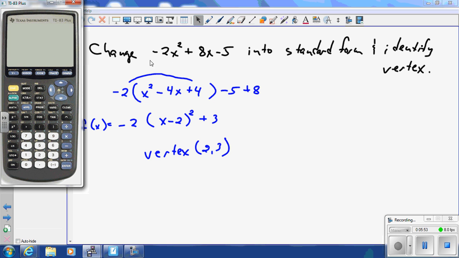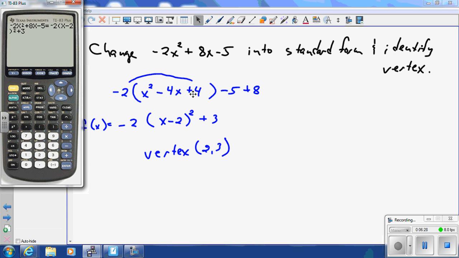So from the main screen, I'm going to type in my original, negative 2, I'm just going to use the x squared plus 8x, and we have minus 5. I want to see, is that equal to, so I go into that test screen, I select equals. Now I'm going to put in what I came up with down here. Negative 2, oops, I forgot, missed the negative there. Negative 2, parentheses, x minus 2 squared, so x minus 2 parentheses squared, plus 3.